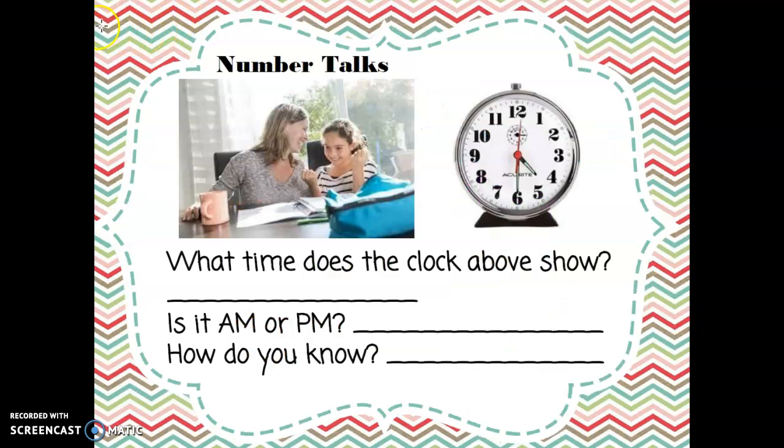Before we do our lesson on arrays, we've got to do some number talks to keep all those concepts that we've been learning circulating in your head. Let's do number talks about clocks. What time does the clock show? Is it AM or PM? How do you know? I also included a picture in here to help you determine whether it's AM or PM. Hint, hint. Go ahead and pause the video and solve and then come back.